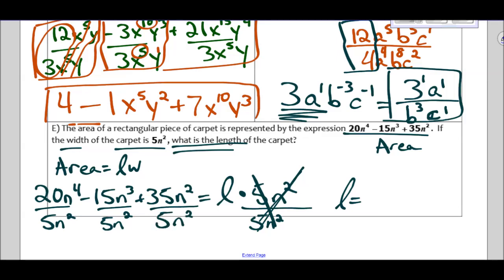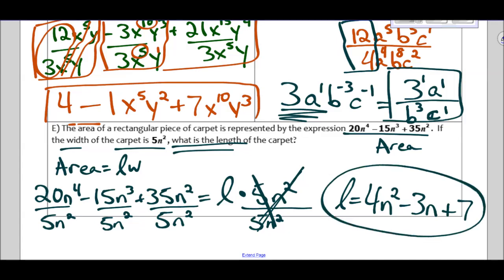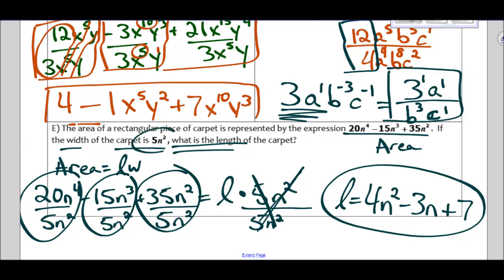So dividing each of those by 5n squared, that would give me 4n squared. I'm subtracting those exponents. Negative 3n plus 7. I divide each of these terms, and that leaves me with the length. This width times this length would equal that area.